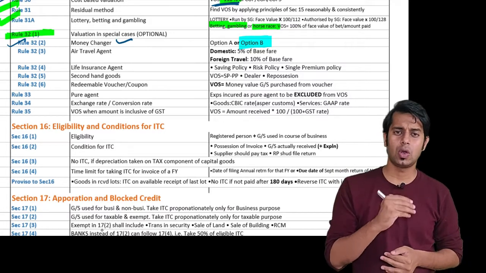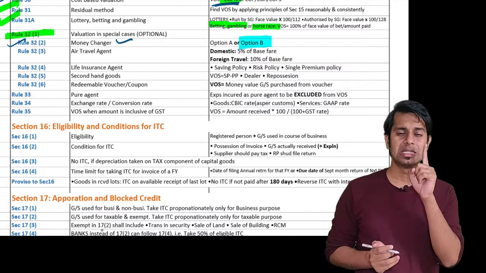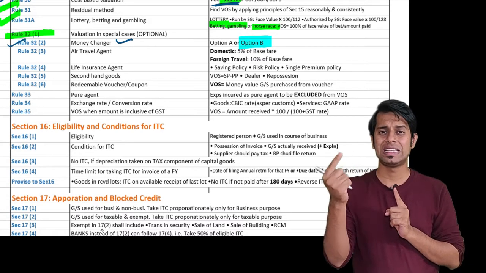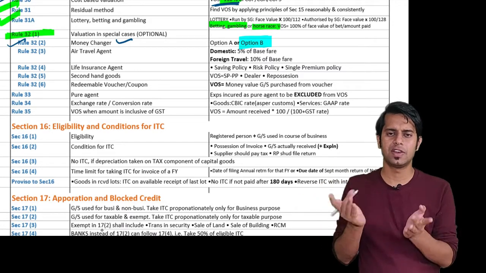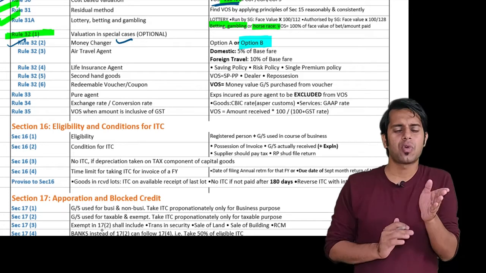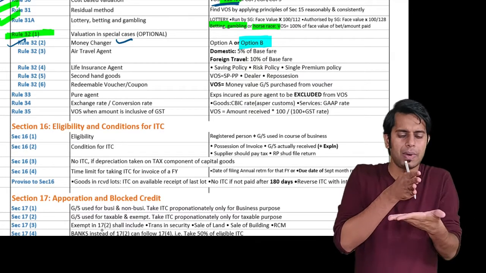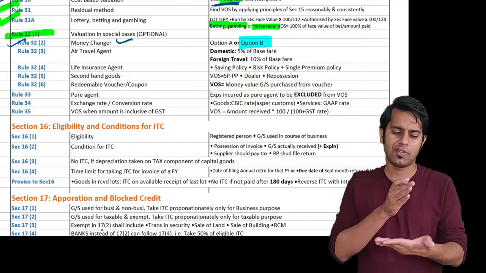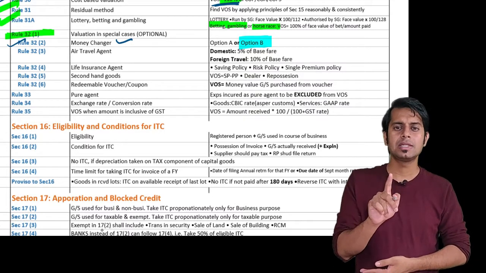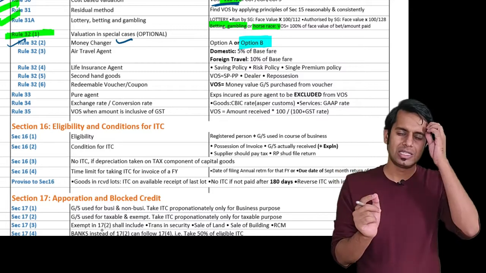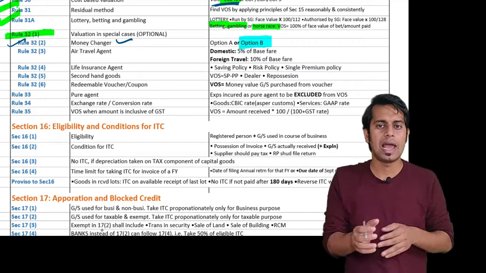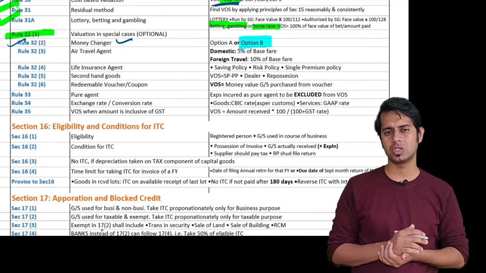If the gross currency exchange is up to 1 lakh rupees, then the value of supply will be 1% of gross currency exchange or rupees 250, whichever is higher. Sir, what if the amount is more than 1 lakh up to 10 lakh? Then 1000 plus the balance of the gross currency exchange, meaning the amount more than 1 lakh, that amount into 0.5% of gross currency exchange.